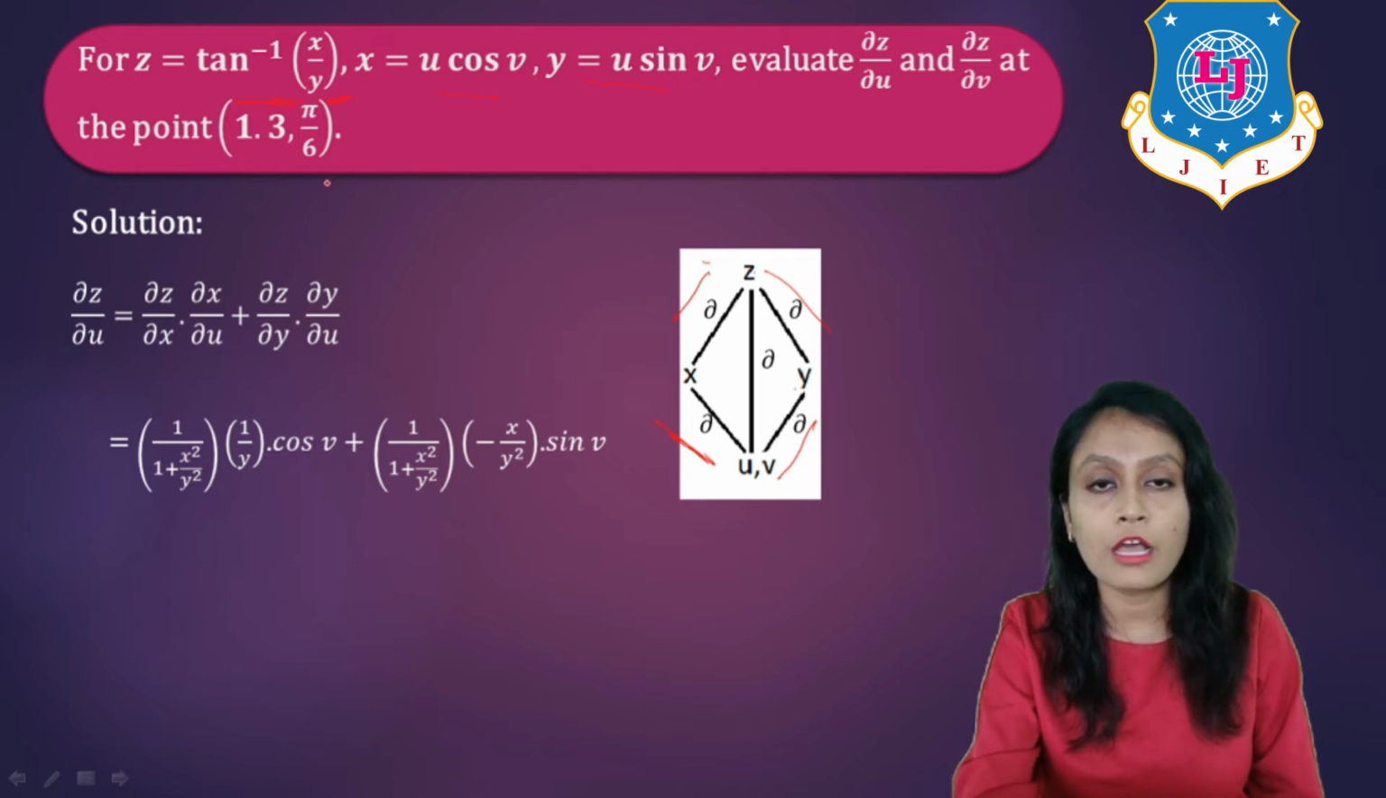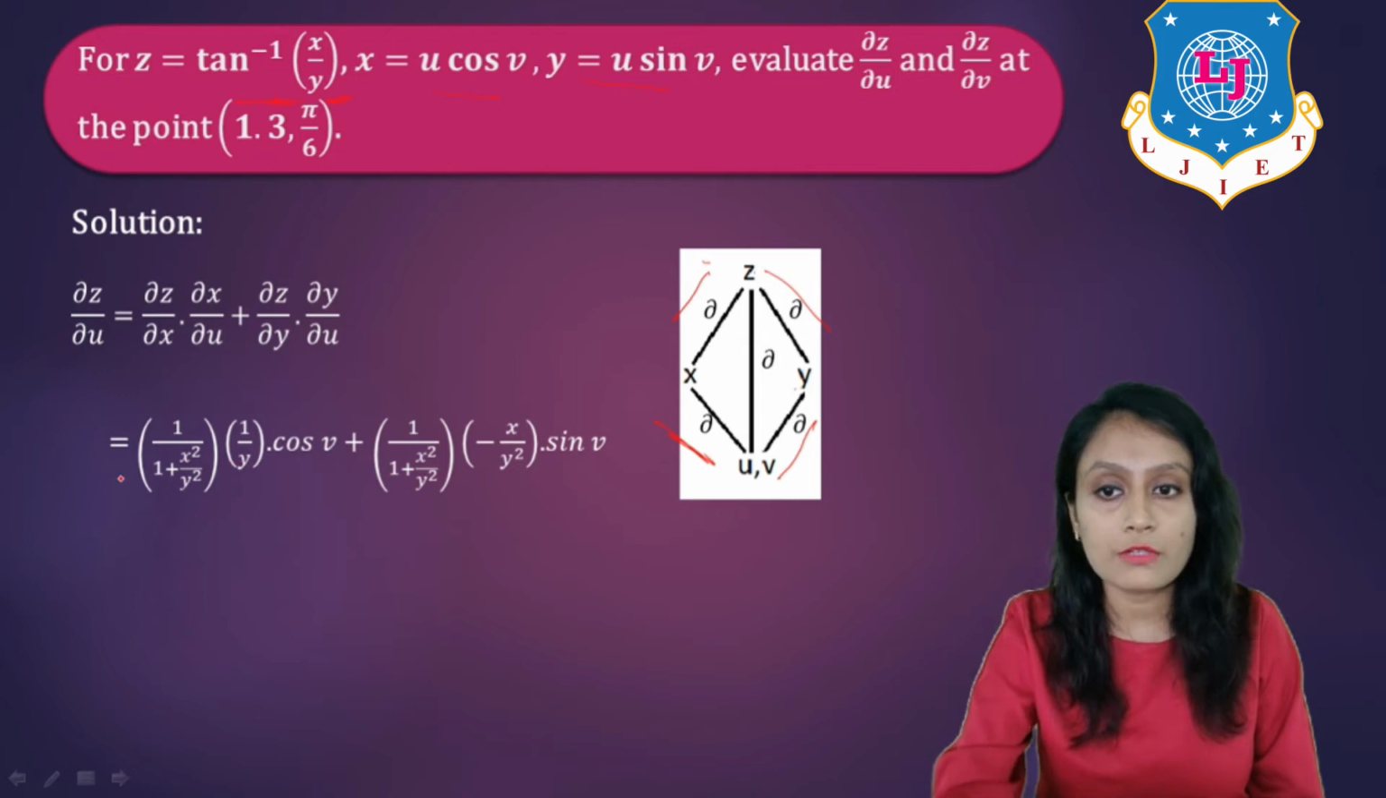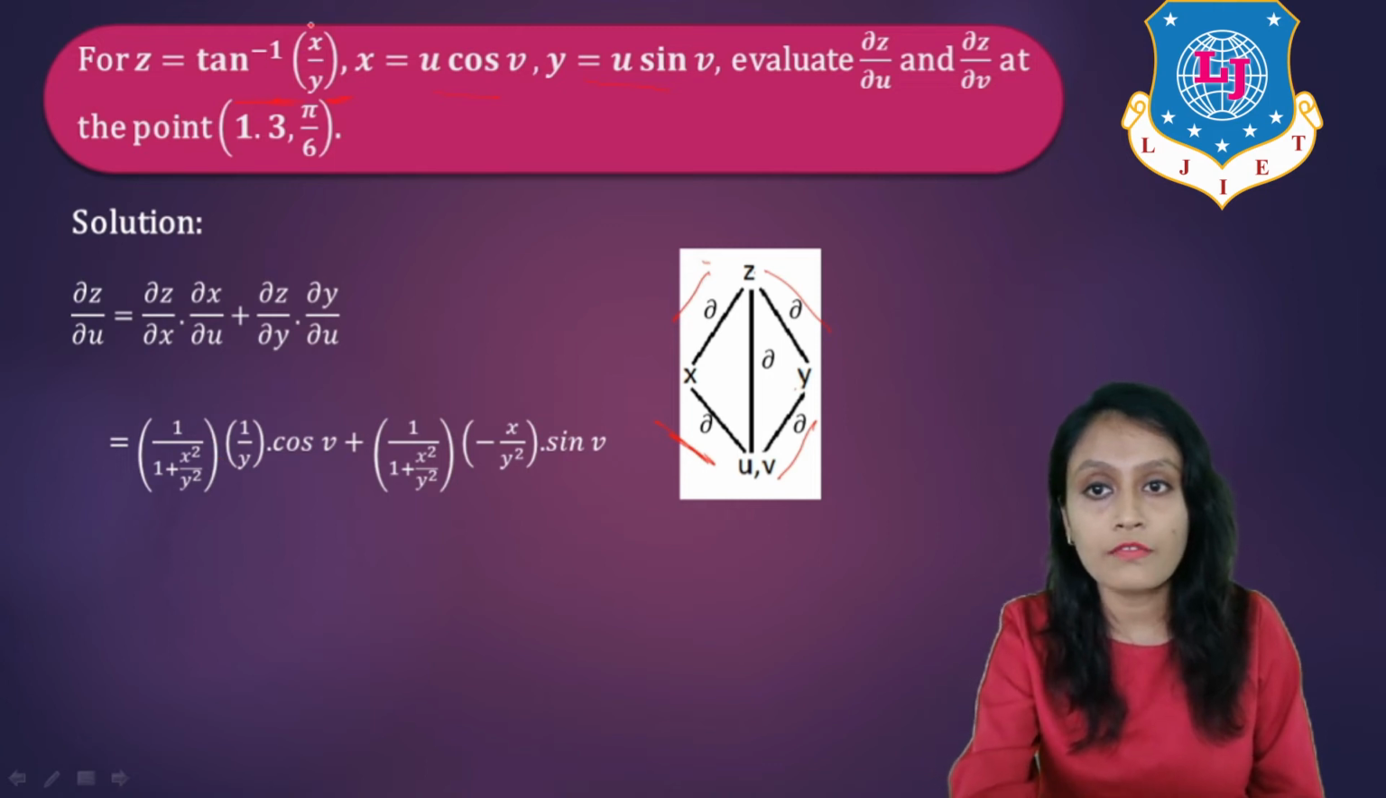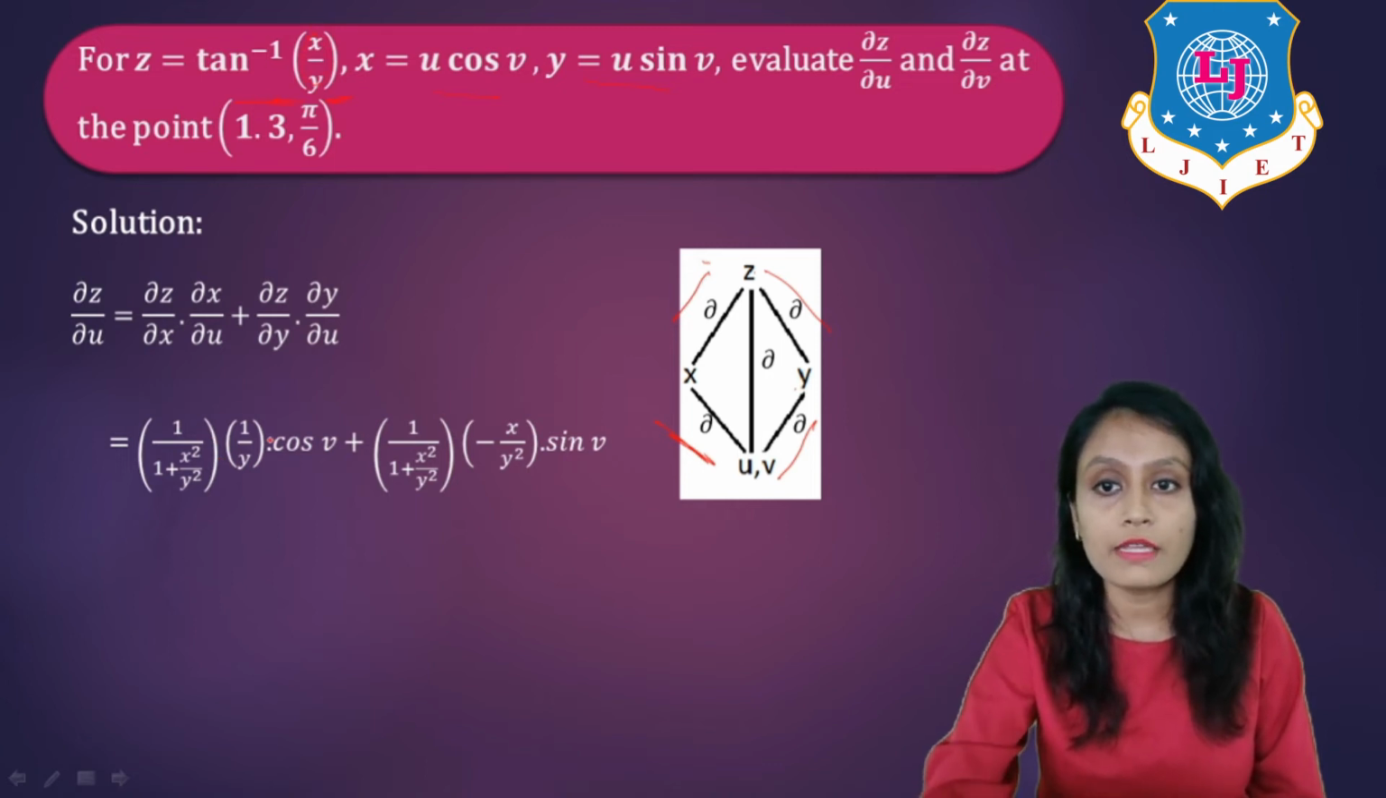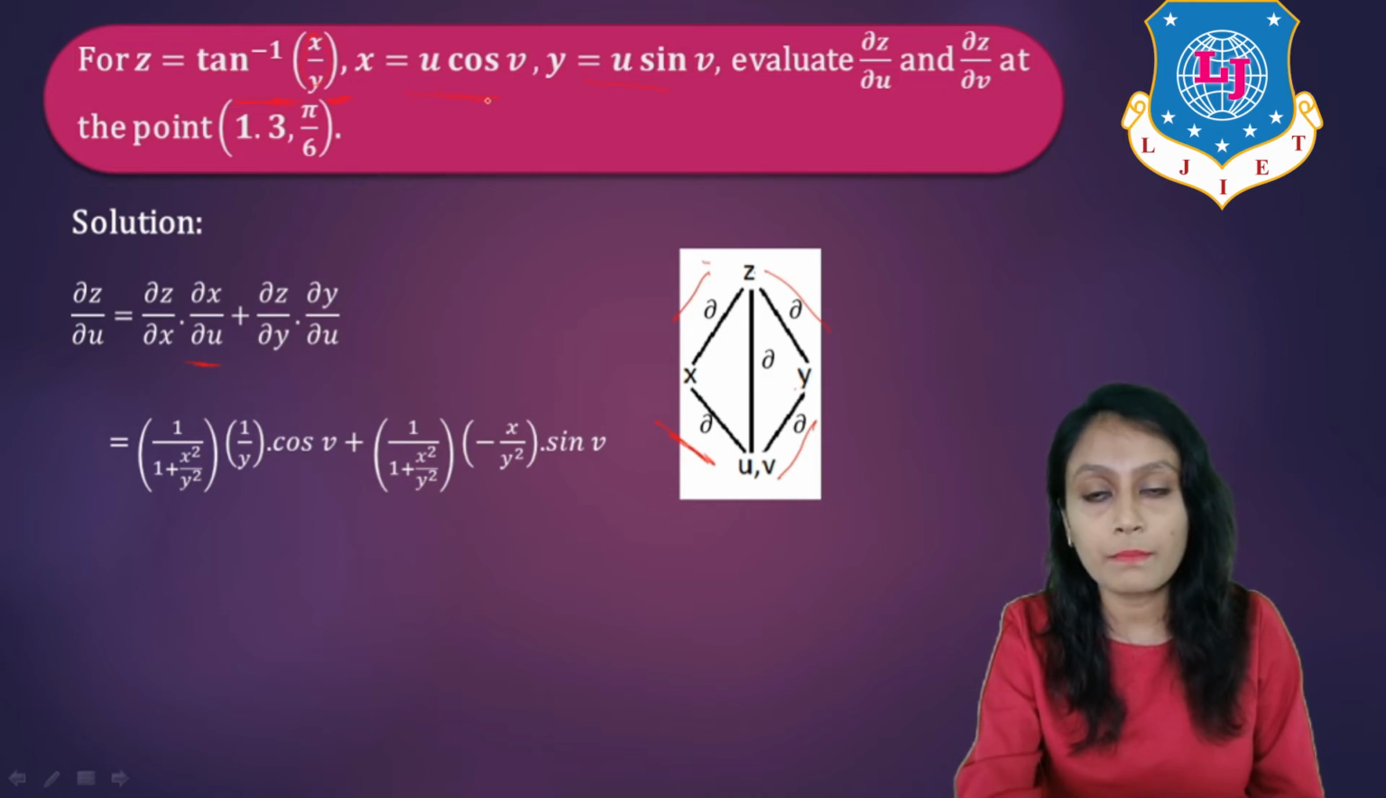Now we know the formula of tan inverse x, that is, the derivative of tan inverse x is 1 upon 1 plus x square. So using that formula here we will write 1 upon 1 plus x square upon y square into, we have to apply the chain rule, and we have to keep y constant. So the answer of the derivative of x upon y will be 1 upon y, into del x by del u, meaning the derivative of x with respect to u keeping v constant. So the answer will be cos v.